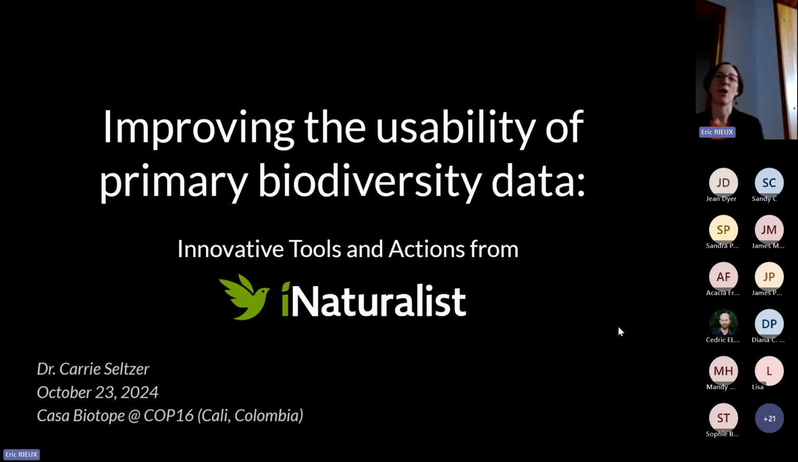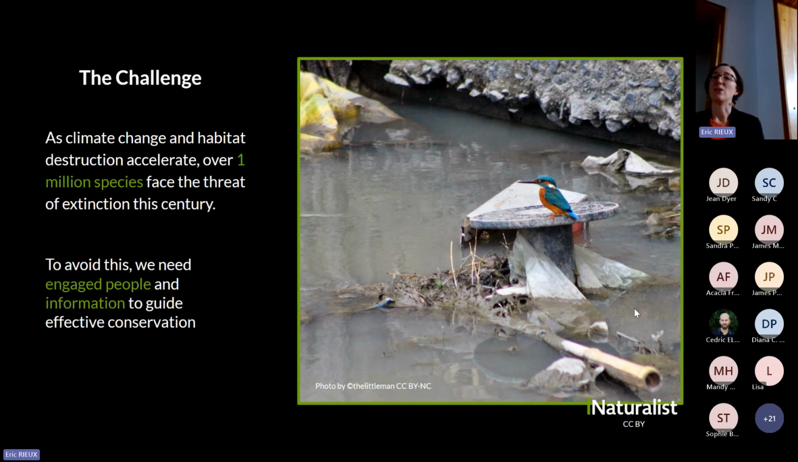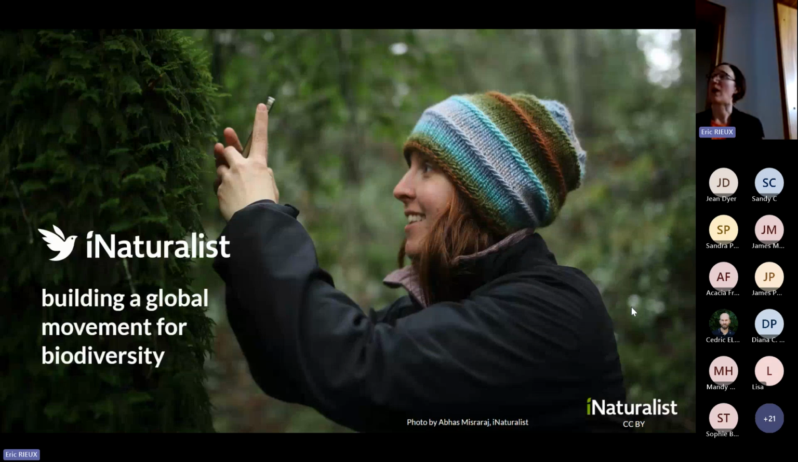Next slide. We know we're here in Cali, Colombia, because of the incredible challenge of climate change and habitat destruction that is threatening over 1 million species with extinction. Next. And in order to really take action, we need both really engaged people who care about biodiversity, and we need the information based on data to guide effective conservation. Next. So iNaturalist is building a global movement for biodiversity to meet these challenges that involve both people and data.